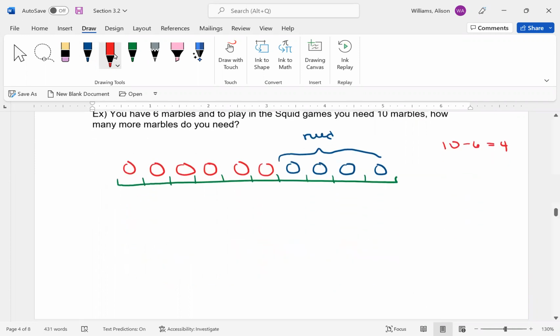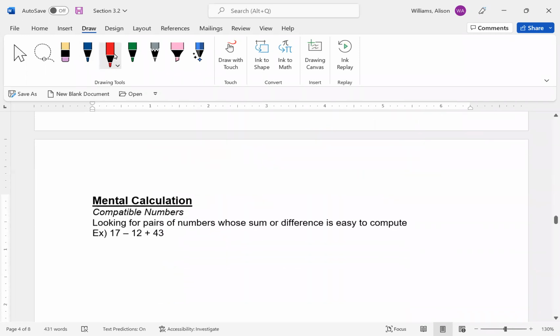And there we go. Okay. The next major thing they like to talk about in this section is the idea of mental math. They really stress this. And so we're going to look at different concepts of mental math, and we're going to be doing this all throughout chapter 3.